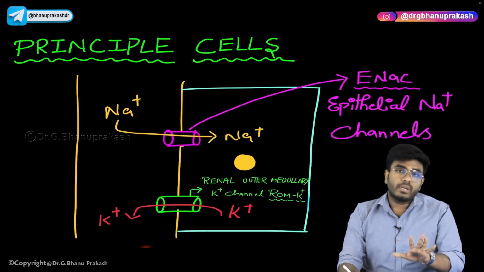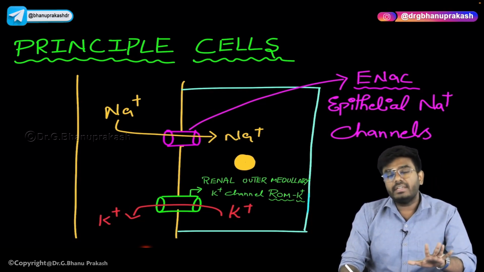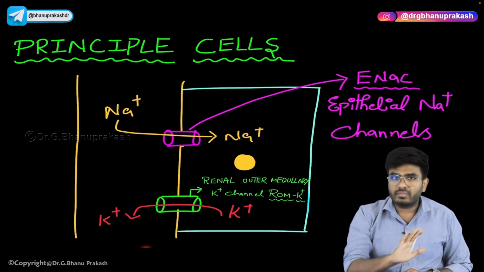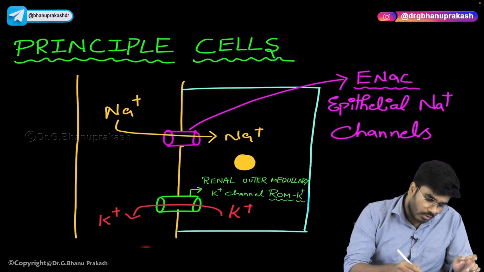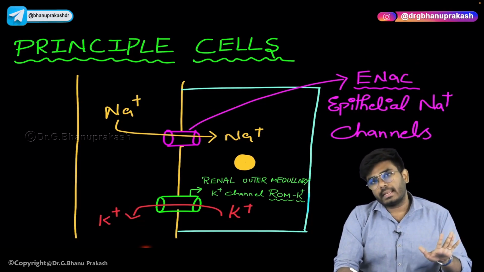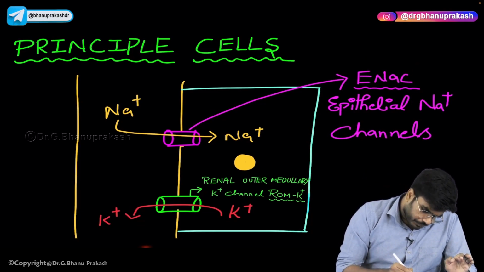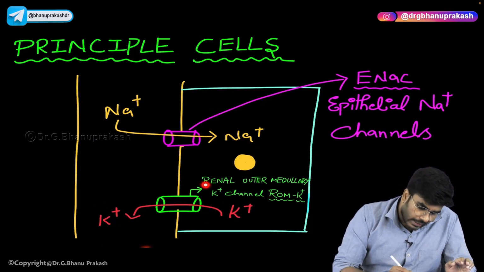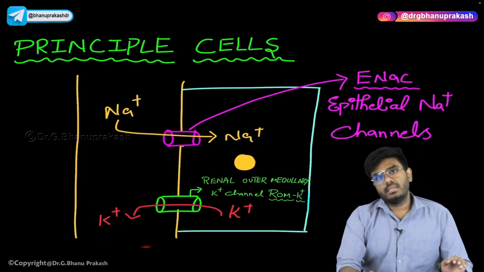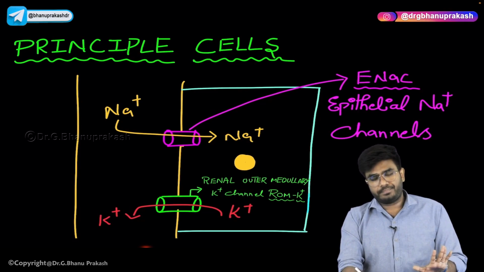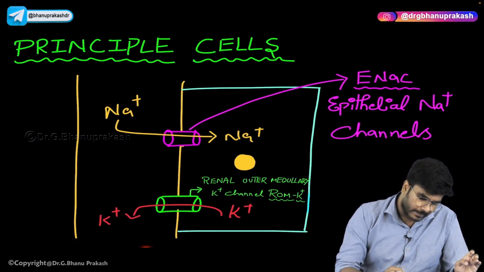So direct MCQ: the activity of epithelial sodium channels is under the control of aldosterone. If aldosterone is there, then only they will work and help in the reabsorption of sodium. If there is no aldosterone, they won't function. Epithelial sodium channels are present on principal cells in collecting ducts. The channels which help in excretion of potassium are known as ROMK, the renal outer medullary potassium channels. So renal outer medullary potassium channels and epithelial sodium channels are under the control of aldosterone. These two terms are important.